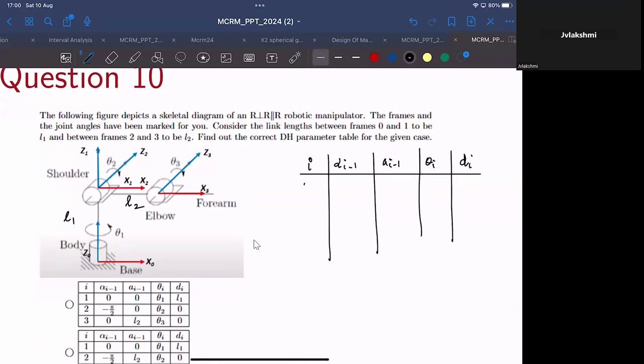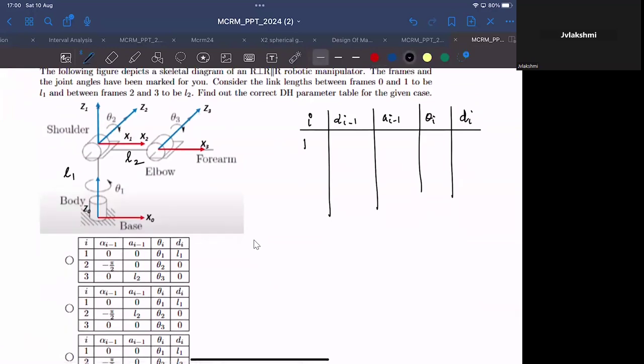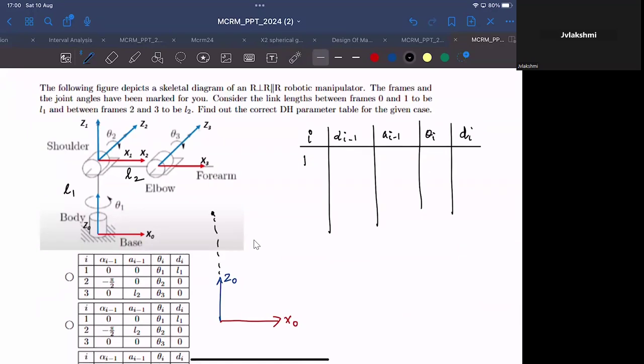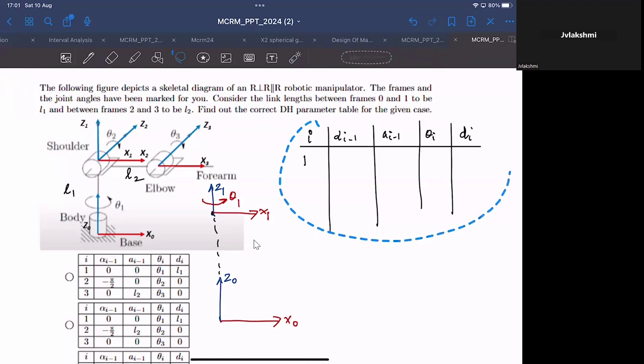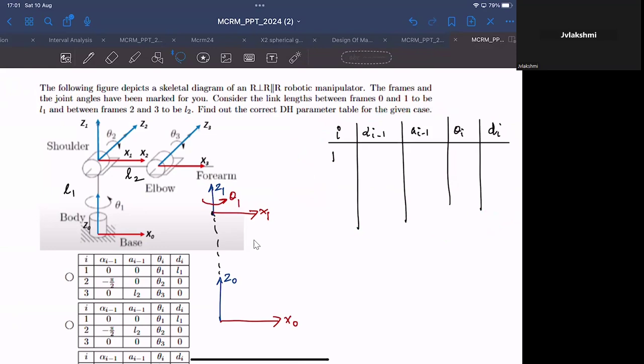For the first link, we'll consider the transformation between frame 0 and frame 1 over here. If I want, I can redraw the frames. So Z0 is like this, X0 is like this. And Z1, as per the diagram, is vertical like this, and X1 is like this. Z1 is actually a rotary joint that will have a joint parameter theta 1 like this. So what would be the relationship between 0 and 1? And the length between the 0th frame and the first frame is L1.